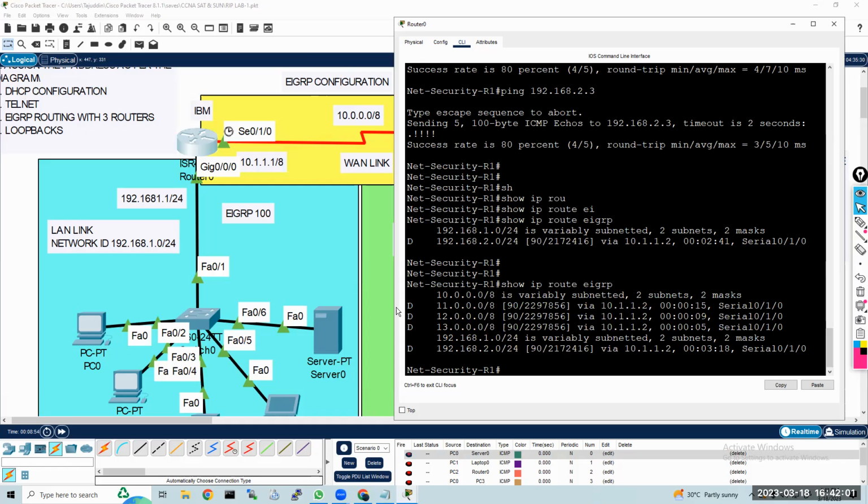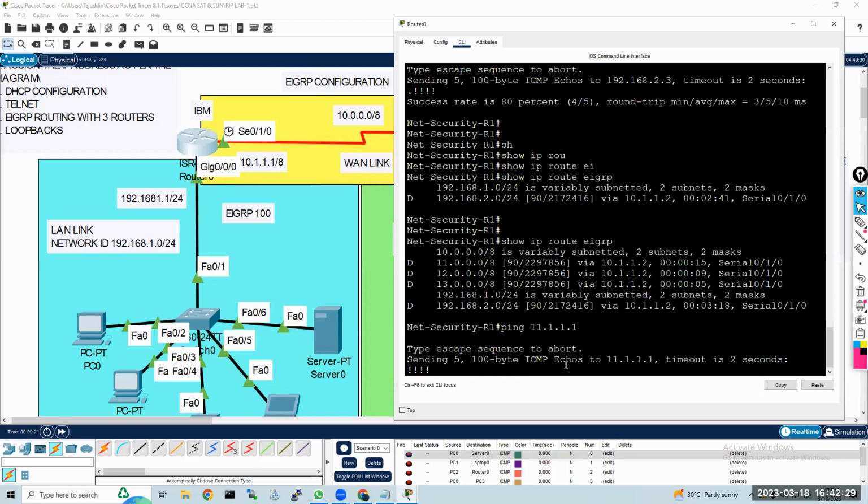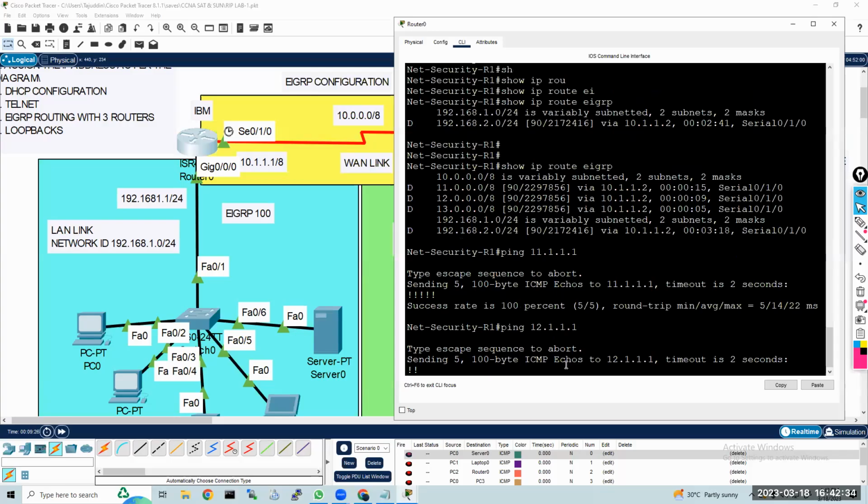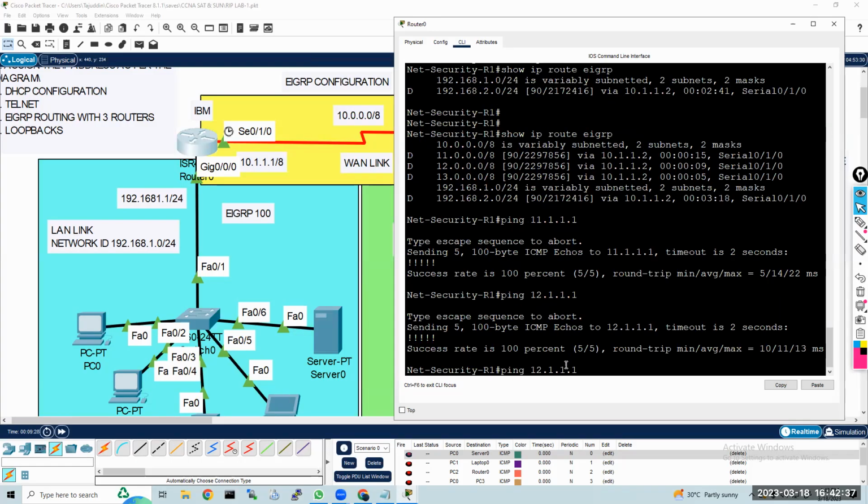See, the metric has been calculated automatically. You can see the same metric calculation because these are virtual interfaces. Whereas for the physical interface, the metric value is different because it is a serial interface. I'll tell you later how that value can be given. Understood, guys? So now I can ping 11.1.1.1. Yes, I do have the reachability, and to the 12 network and 13 network.